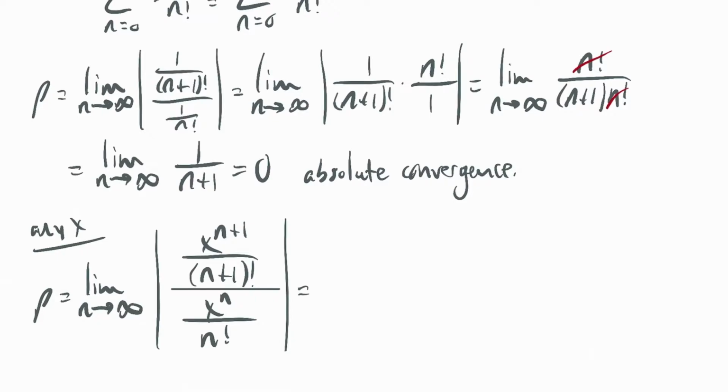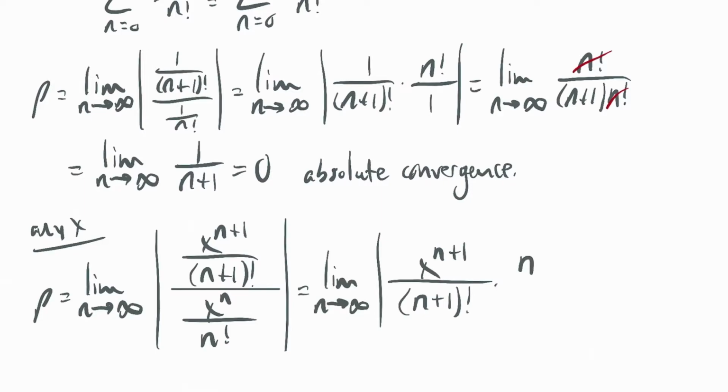So we'll do a similar rearrangement of the fractions. So this is the limit as n goes to infinity of the absolute value of x to the n plus 1 power over n plus 1 factorial times n factorial over x to the n. Okay.